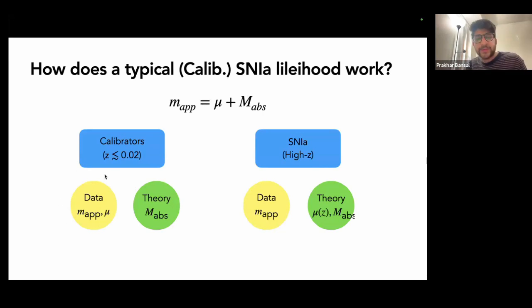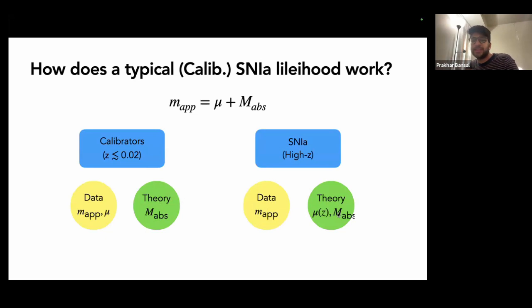For the calibrators from the data side, you have the apparent magnitude. This is what our telescopes measure. And the distance modulus. These are independent measurements, since these are low-z objects, so you can also calculate their distances independently. And then from the theory side, the only thing that goes in is the absolute magnitude. Now, in most of the analyses, this is kept as a free parameter, so calling it theory is not completely correct, but I didn't want to make another category here. So I'm calling it theory, but it enters as a free parameter, which is derived from the fit. And then for high-z supernovae, from the data side, we only have the apparent magnitude.